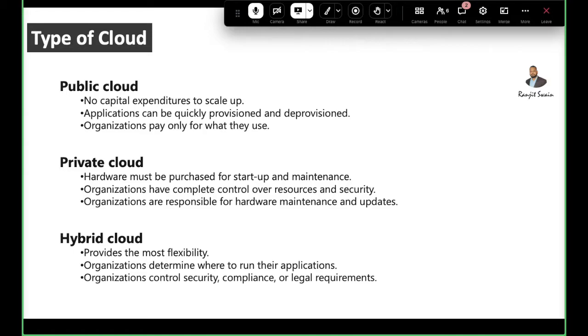So what is the hybrid cloud? It provides the most flexibility. Organizations determine where to run their applications, and control security, compliance or legal requirements. It is a mix of public and private cloud, so you have to decide which parts should be public and which private. Think about one application. Whenever you design it, it will have a front end, a back end and some business logic. If you keep your front end in the public cloud, will it harm anything?